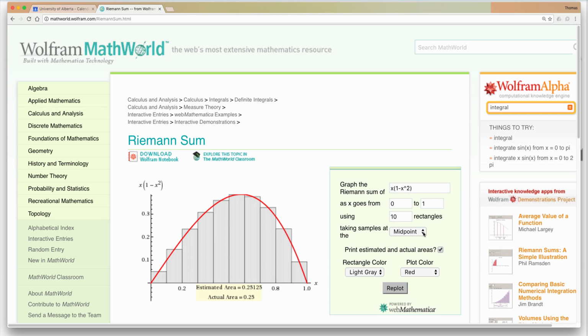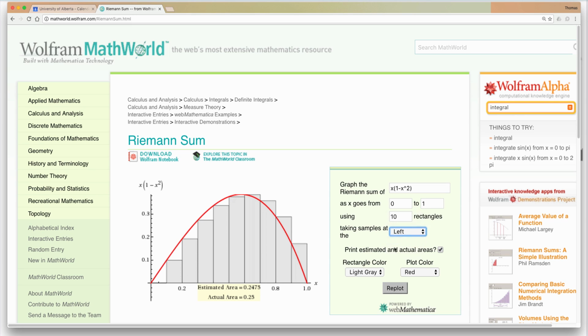Now we can play with the rules here on this pointer, so we can use the left point rule, for example, replot. Okay, so then you see the rectangles are always touching on the left corner. Okay, and here they're a little bit below the curve, and here they're a little bit above the curve, but it's still always the left corner point. And so the estimated area is 0.2475. A little bit smaller, but still pretty good.